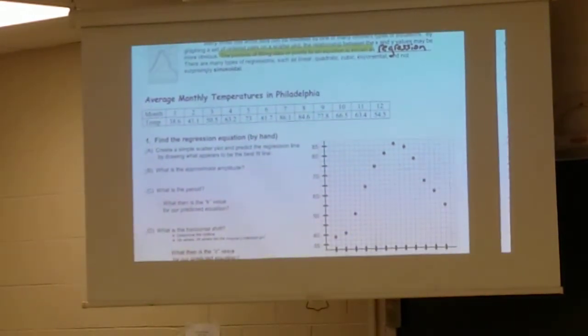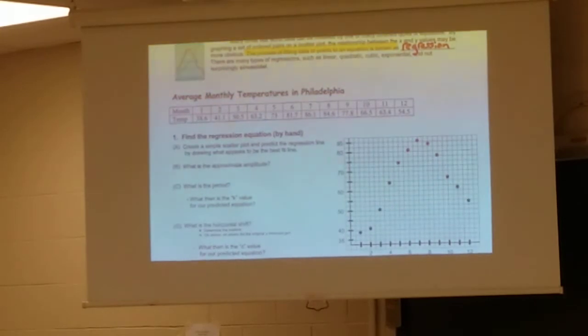Now, instead of doing a Ferris wheel, we're going to do temperatures. They're temperatures in Philadelphia, so that's kind of close to here. And that's a perfect example of a sine wave, because basically they go up and down. And when things go up and down, and they do that in a period, we have what's known as a sinusoidal or a sine wave.